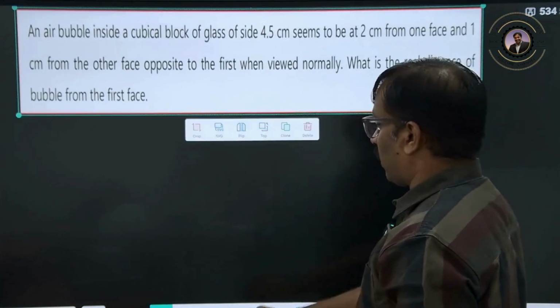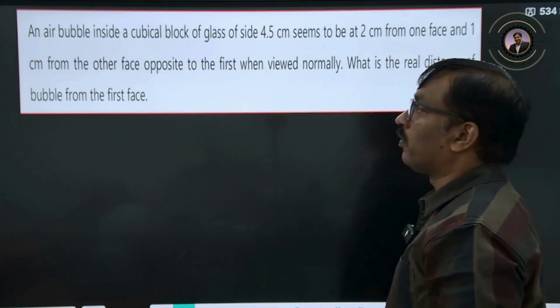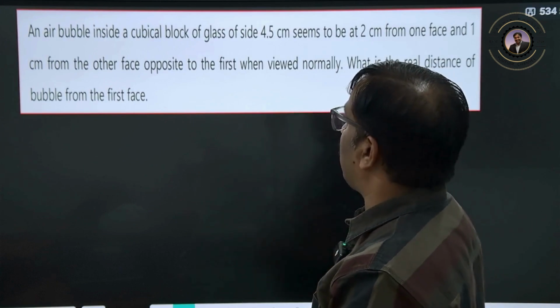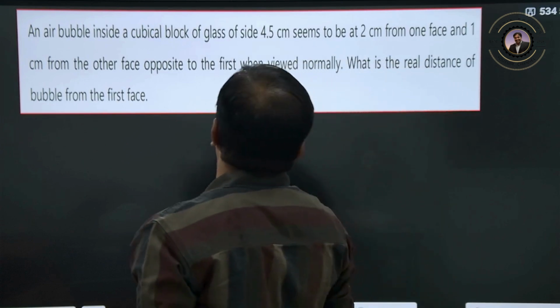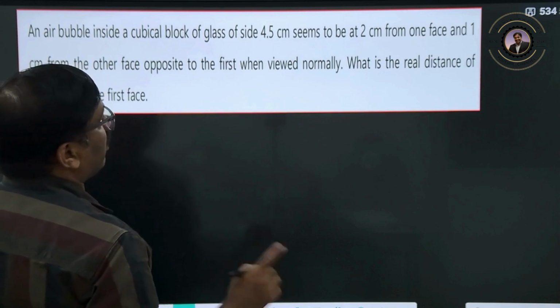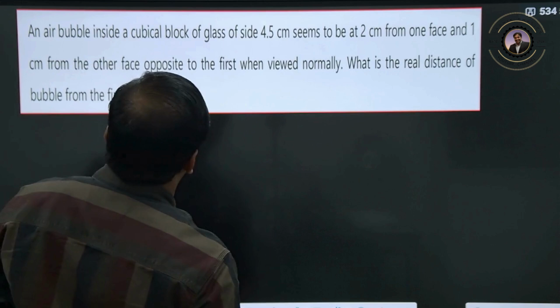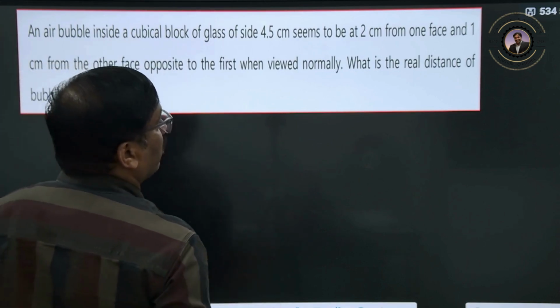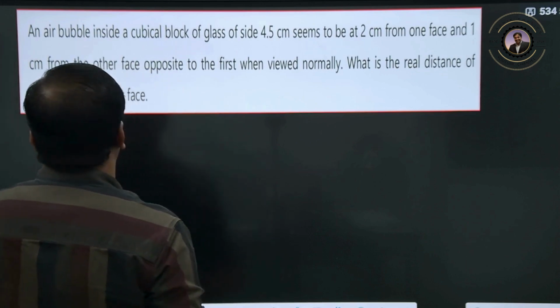Yeah, this is one of your NEET questions. An air bubble is inside a cubical block of glass of side 4.5 centimeters, seen to be at 2 centimeter from one face and 1 centimeter from the other face, opposite to the first, when viewed normally. What is the real distance?